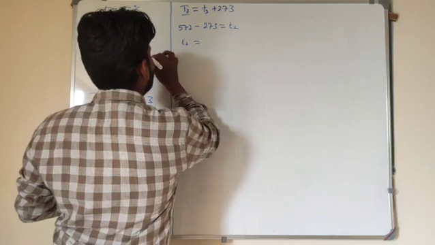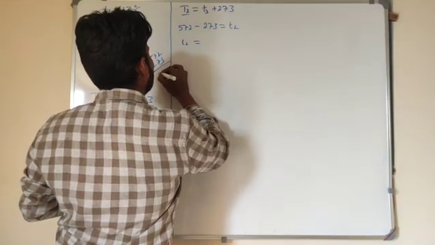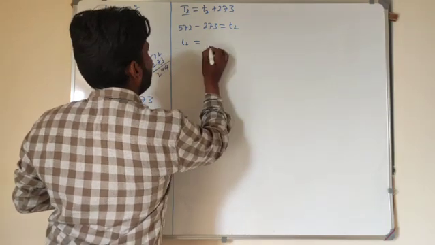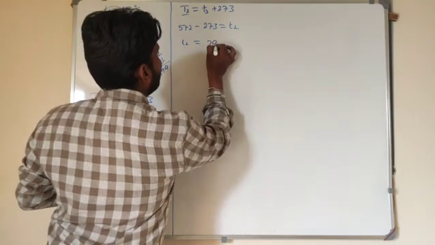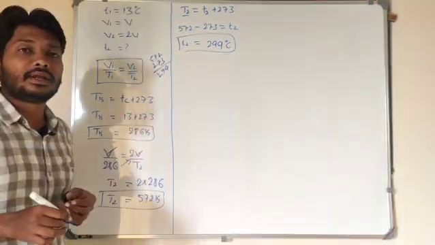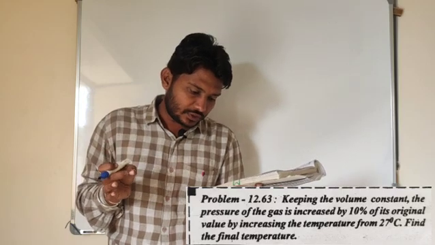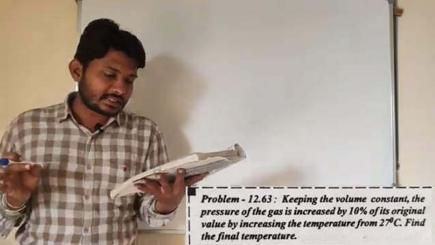So this is about 572 minus 273. So we will get it as 299 degrees Celsius. What about the temperature here? Temperature is 299, keeping the volume constant. So here the volume of the gas is constant.